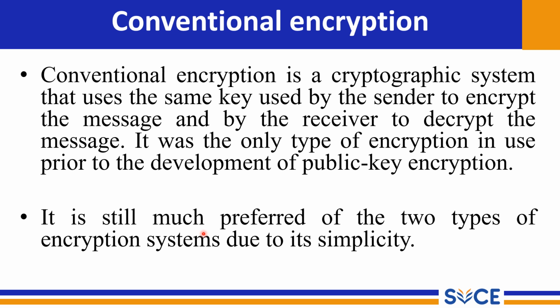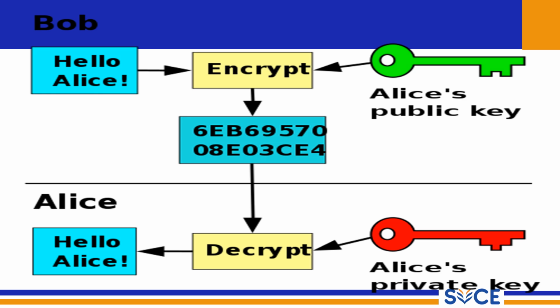In this encryption model, the sender encrypts a plain text using the receiver's secret key, which can later be used by the receiver to decrypt the ciphertext. It has five ingredients, or five components: the plain text, encryption algorithm, secret key, ciphertext, and decryption algorithm.